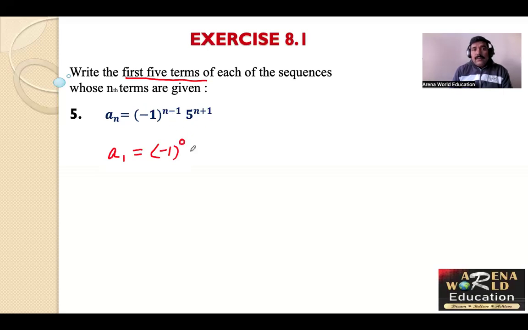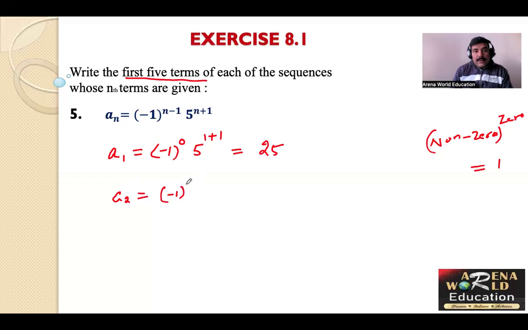So it will be minus 1 raised to power 0 and 5 raised to power 1 plus 1, right? So always remember, whenever we have base as non-zero and power as 0, the answer is always equal to 1, right? So this will become minus 1 raised to power 0, which is 1, and 5 raised to power 2 will be 25. Similarly, A2, yes, it will be minus 1 raised to power 2 minus 1.